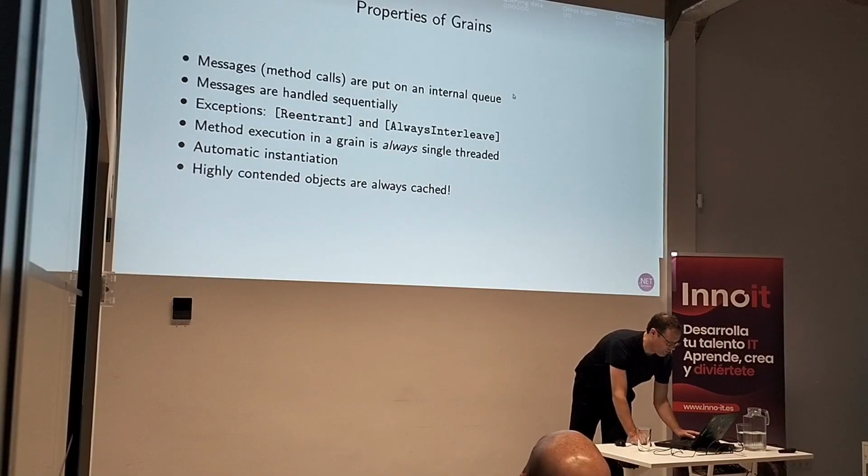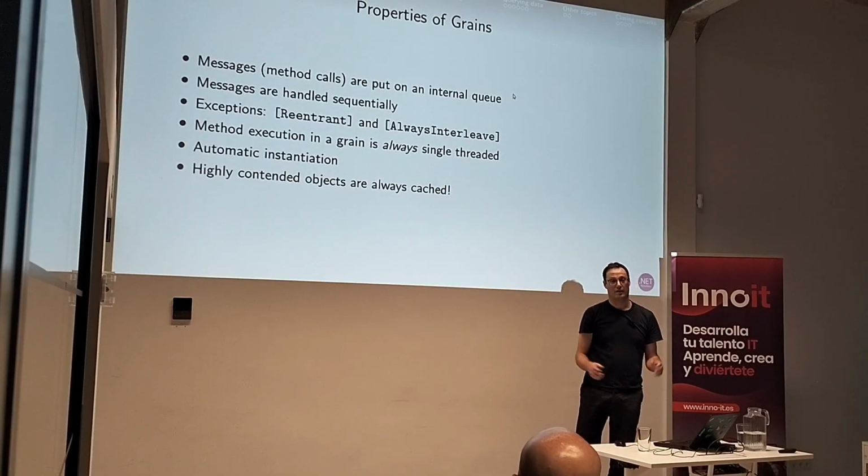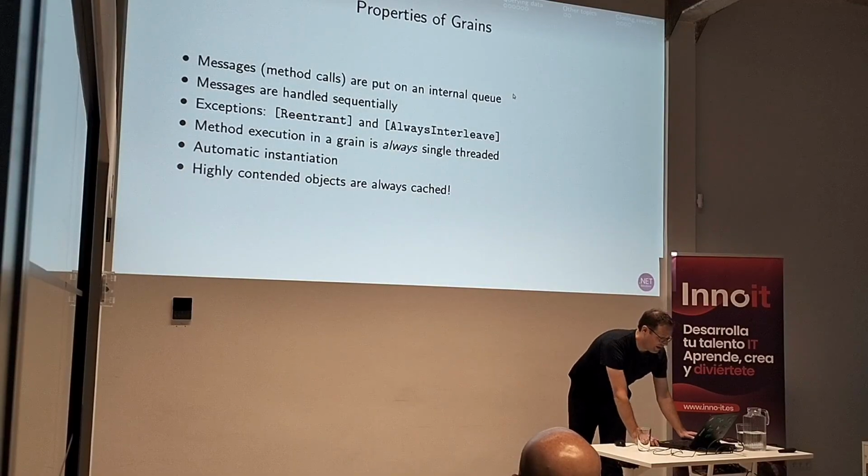Another thing you saw in our controllers is that we do nothing to instantiate a grain, except that we tell the grain cluster that we want one. Other than that, we don't need to write any code for instantiation. And highly contended objects are always cached. You saw that in the cluster. The grains keep existing after they have been created, and they will stay in memory for 2 hours by default. You can configure it, and you can also clean them up immediately after a method call.